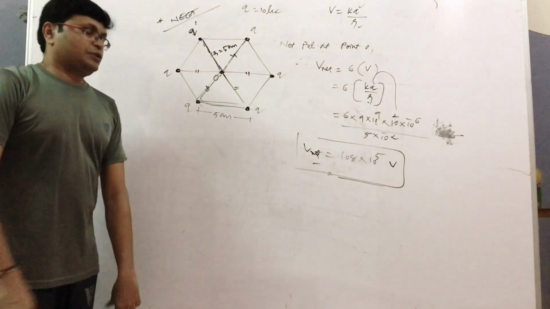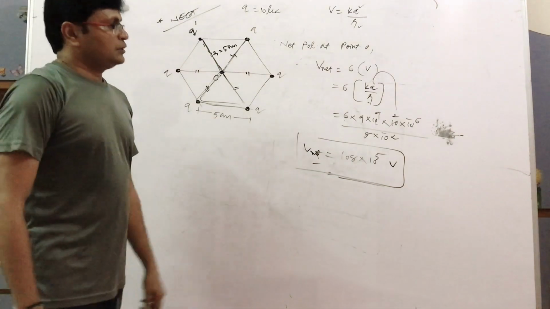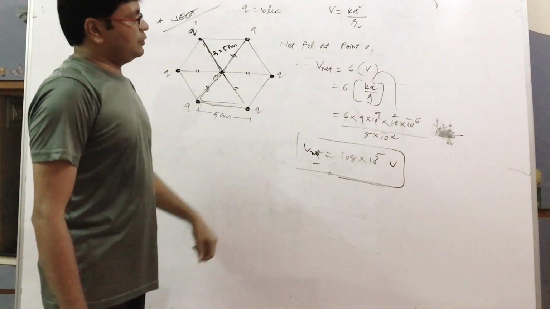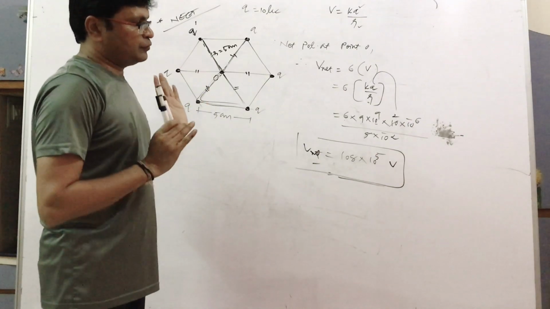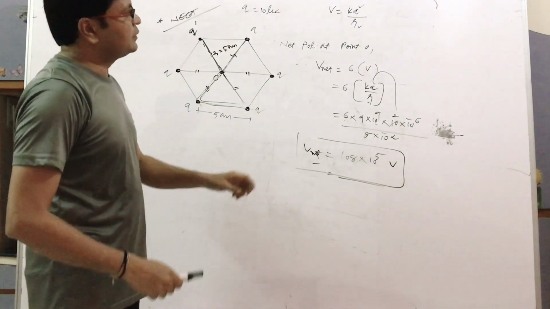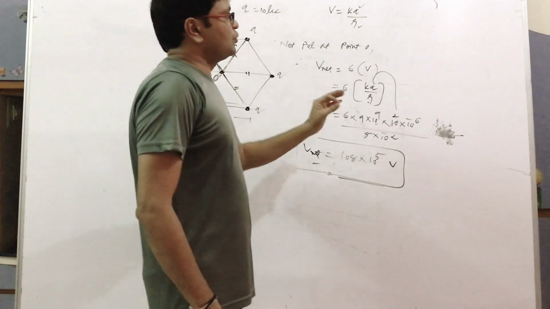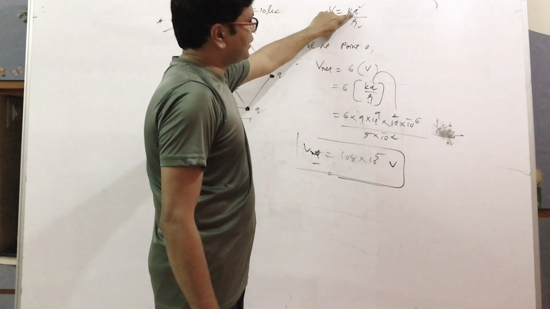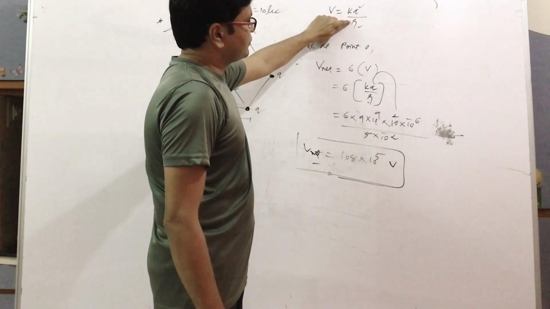A similar type of question you have to solve now. This is, you can see, a hexagon. What happens in this type of numericals? Generally they provide 2 points always in common, for example, charge and distance.